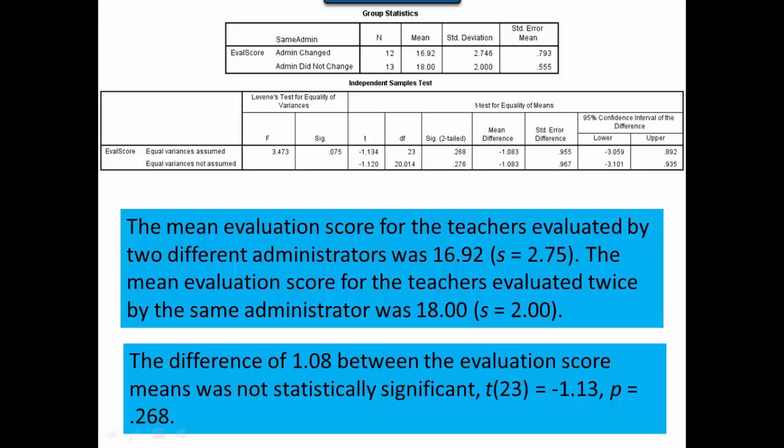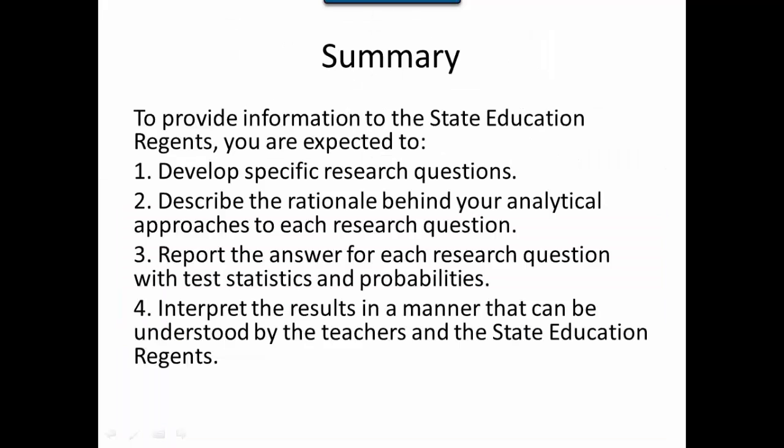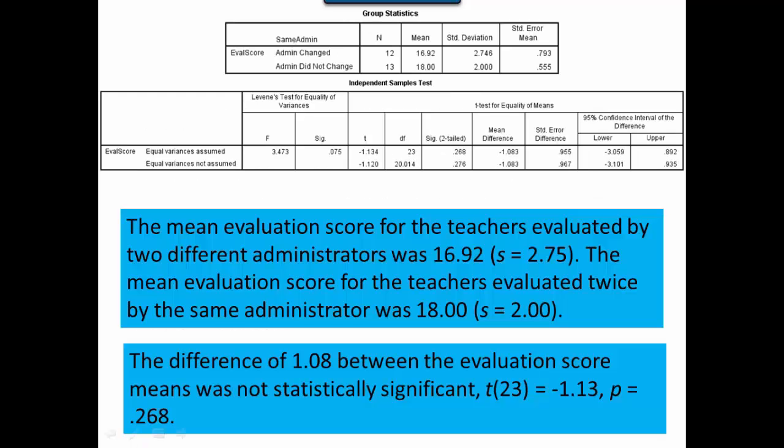The mean evaluation score for the teachers evaluated by two different administrators was 16.92, standard deviation 2.75. The mean evaluation score for teachers evaluated twice by the same administrator was 18, with a standard deviation of 2. The difference of 1.08 between the evaluation score means was not statistically significant. T with 23 degrees of freedom equals negative 1.13. P equals 0.268.